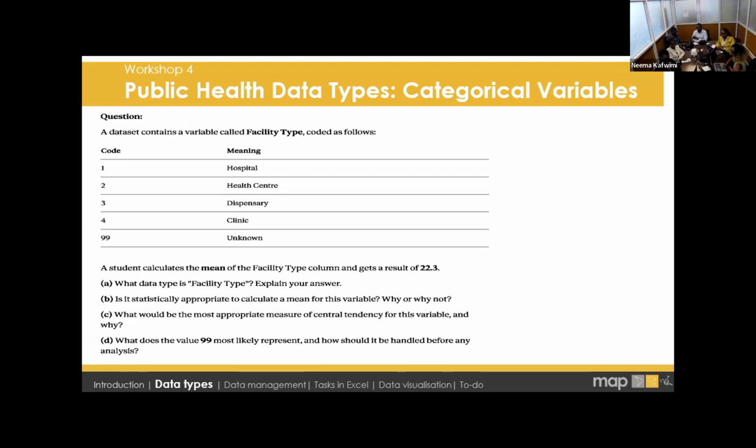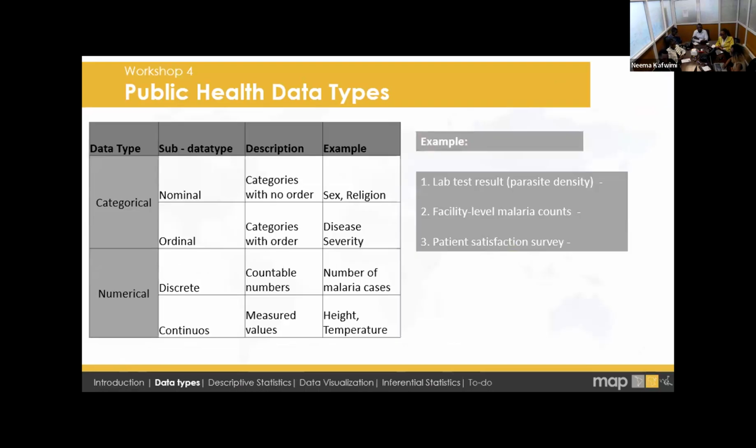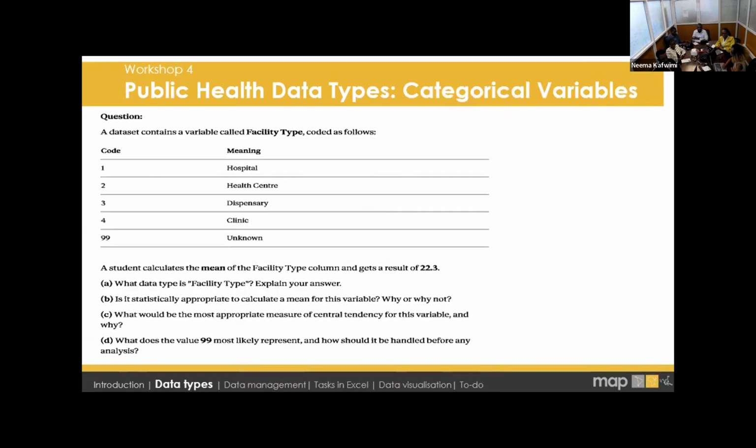So I'm rereading option A: what data type is facility type? Explain your answer. The facility type is categorical, and it is nominal because these are categories. The facility types are categories and they are not in any ordered form. So they are categorical in nominal form.